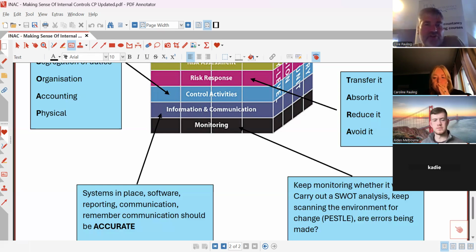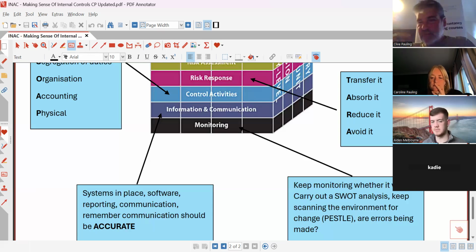At the end of the day, if you've still got errors occurring, then there's something wrong with the control systems that are in place. So, it's an iterative cycle that you need to keep revisiting all the time. I think in the AAT syllabus, they mention monitor, review, and report, don't they? This is spinning off of this particular aspect of the cube here. You're monitoring whether risks are changing. You're monitoring your control systems. You're reviewing how effective those control systems are being.